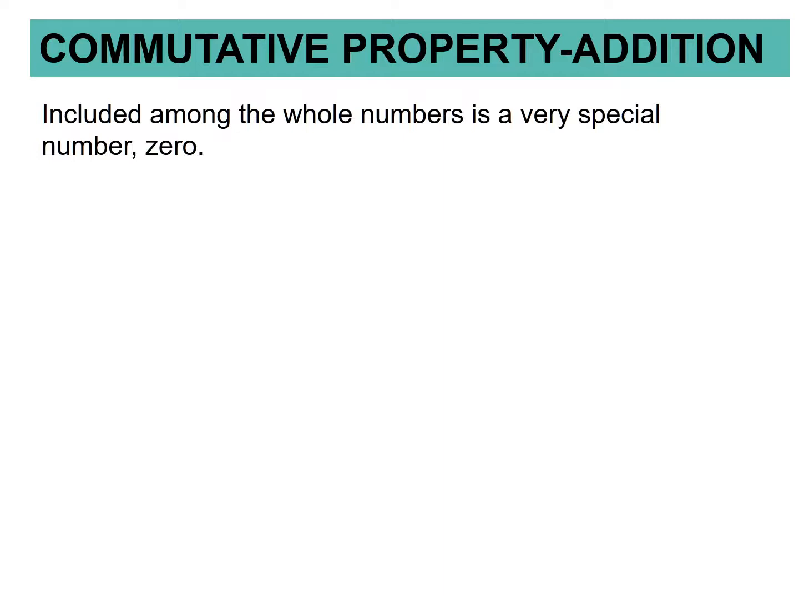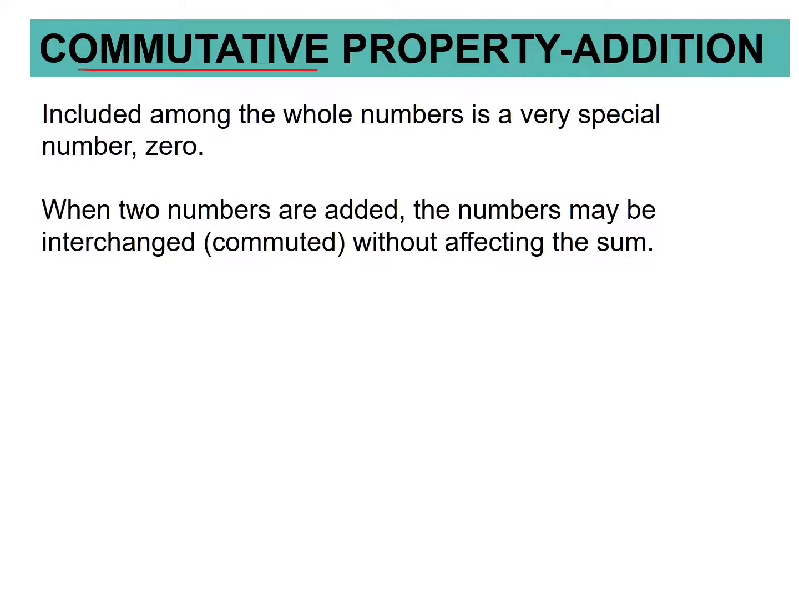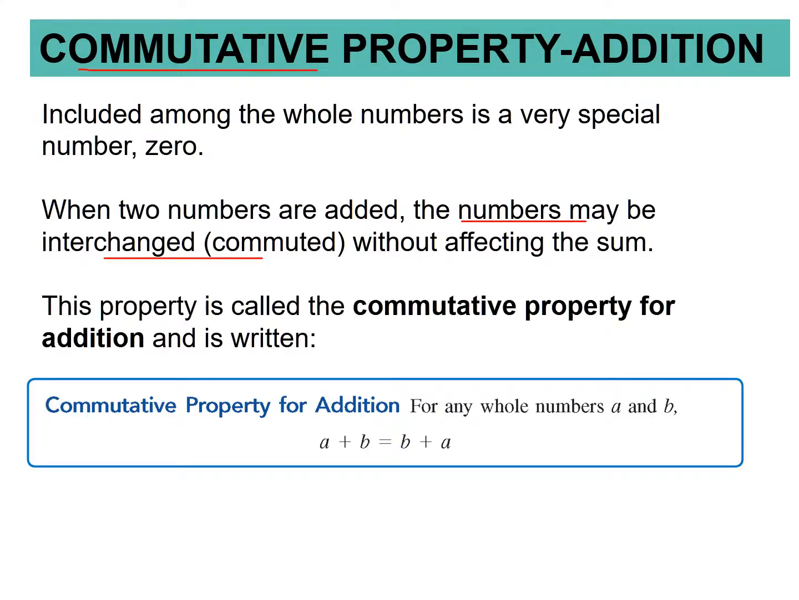The commutative property, when you think of commuting, you're going from place to place. So this is all about the order in which you add numbers. You can interchange the numbers, or commute them, without affecting the sum. So we write this, that for any whole numbers, a plus b is the same as b plus a. And you know that already. That's intuitive. But it's important that we're able to write down this rule so we can use it, and then to understand that it does not hold for other types of operations.